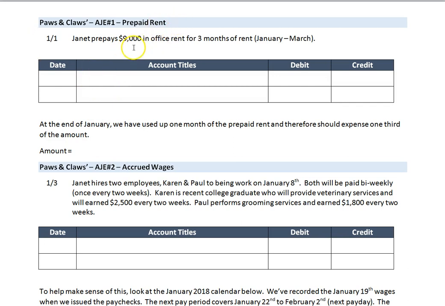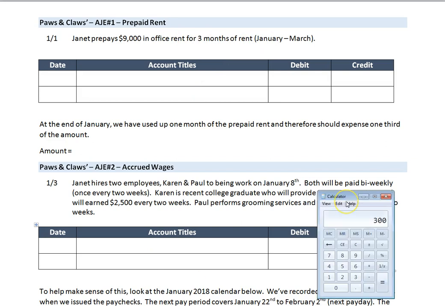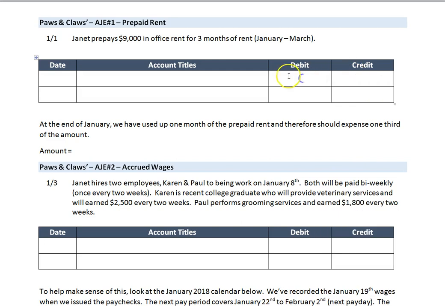Prepaid rent. Janet prepays $9,000 office rent for 3 months, so we need to figure out 9,000 divided by 3, 3,000 per month. We're going to move that. This is a prepaid asset. We initially put it into prepaid rent. Now we're going to call it rent expense. Uh-oh, it's wrong. The date's wrong. No, it's not. It's 1/31. Sorry. All right, rent expense, prepaid rent.